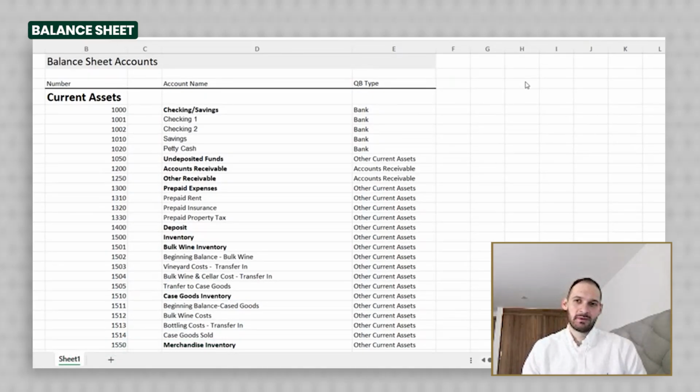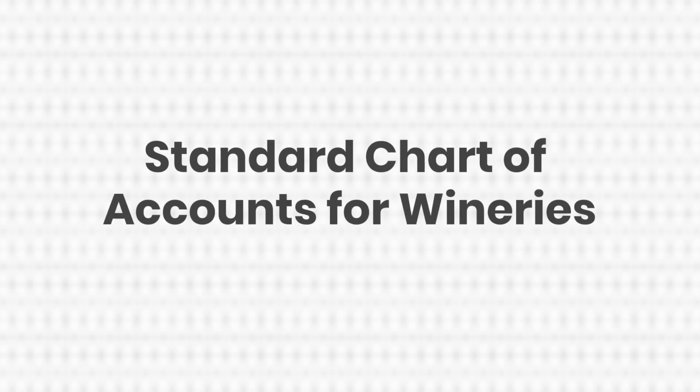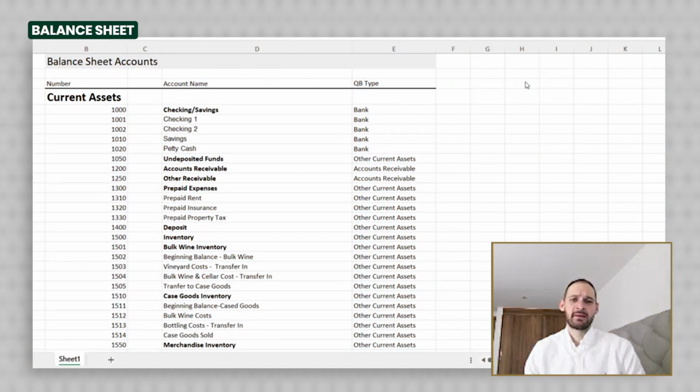Today, we're going to go over a pretty standard chart of accounts for a winery. Just keep in mind that each winery is different, so depending on the winery, they'll need different charts of accounts. But this one is a pretty standard chart of accounts. So let's start. We're looking at the balance sheet first.